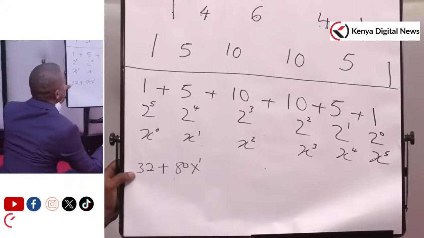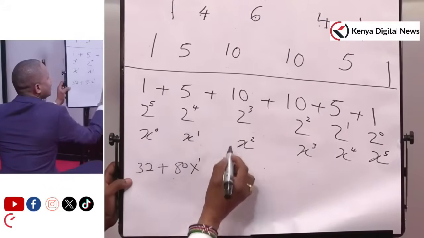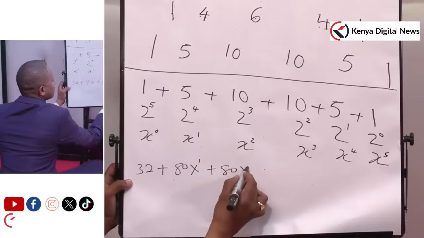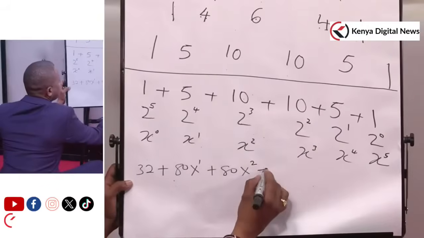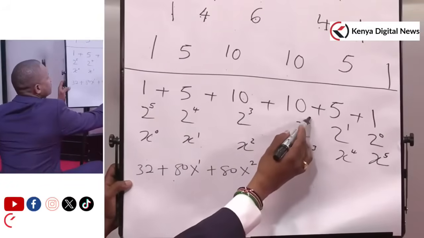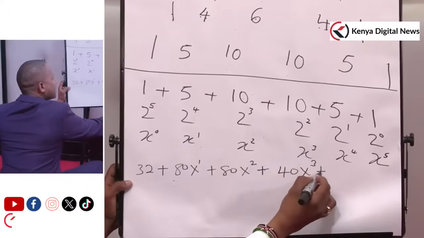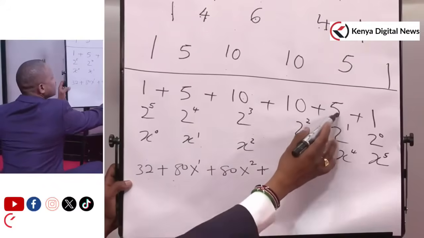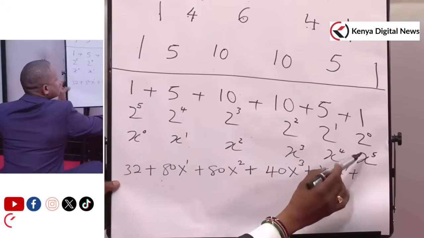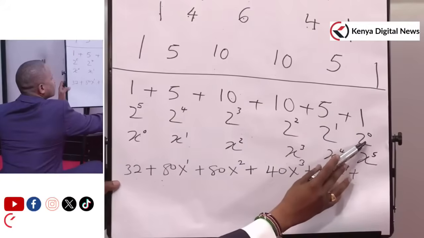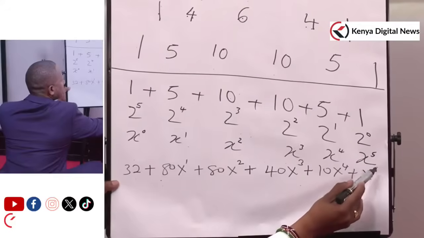X raised to power 1. 2 raised to power 3 is 8. 8 times 10 is 80. X raised to power 2. Just multiply this and then you add them. Plus 2 raised to power 2 is 4 times 10 is 40. X cubed. Plus 2 raised to power 1 times 5 is 10. X raised to power 4. Plus 1 times 1, 2 raised to power 0 is 1, is 1, times x raised to power 5 is x raised to power 5.